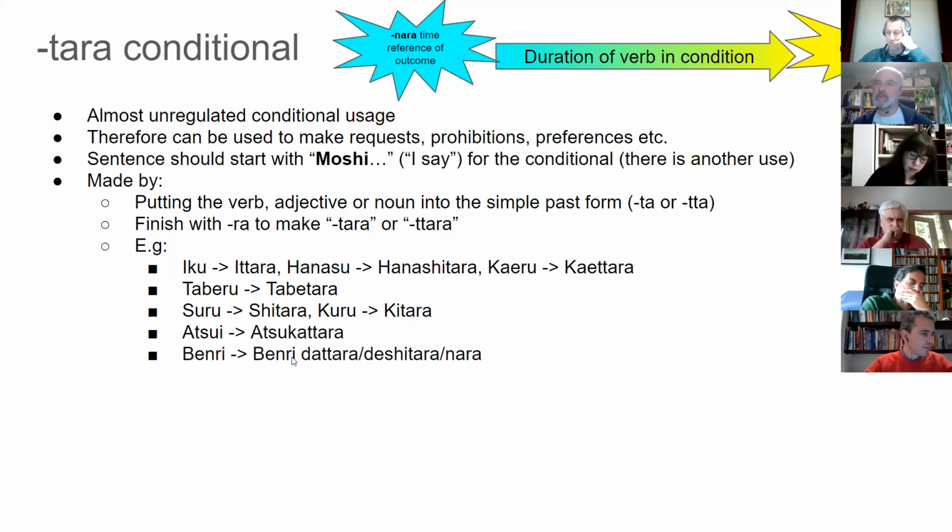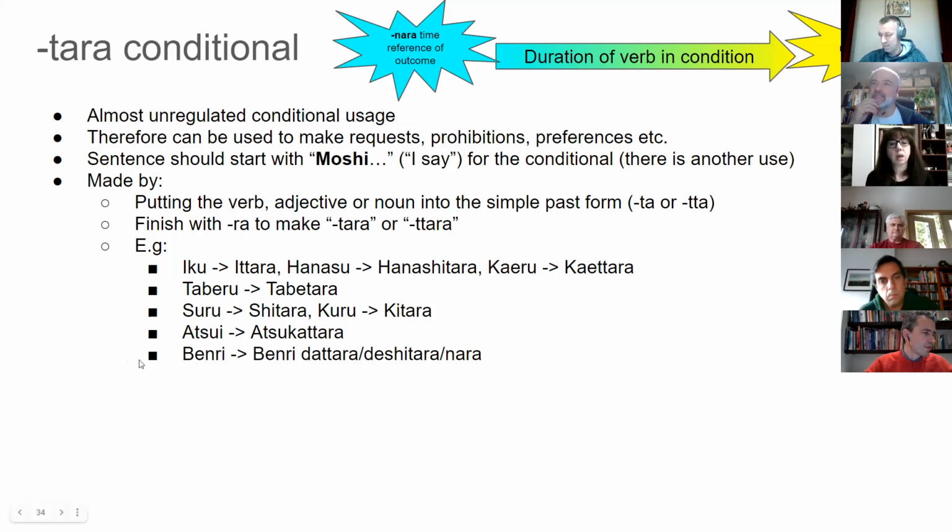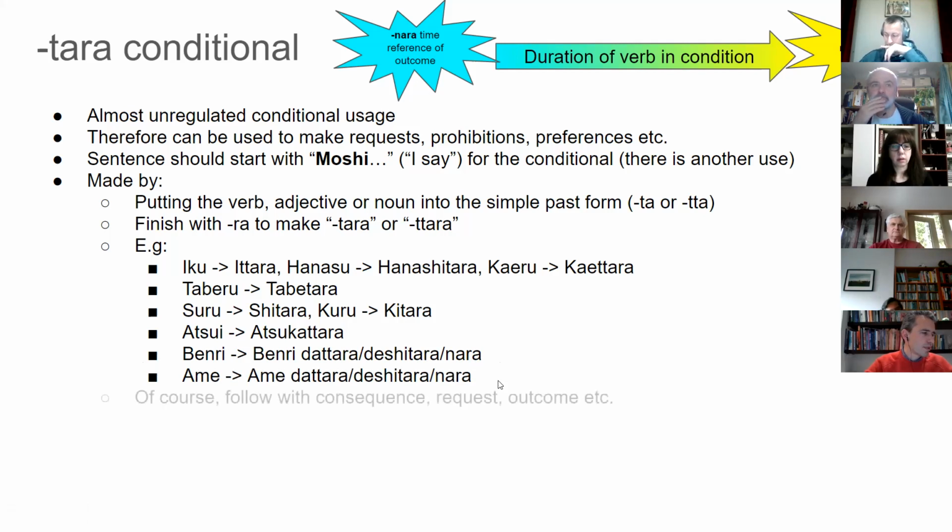And then for na adjectives, if you remember that na adjectives are treated very similarly to nouns, so they're usually followed with desu. The plain form of desu is da. This becomes benri dattara, or if you want to be really formal, deshitara. And seeing as nouns and adjectives are not really time sensitive, you can also just use nara. Same thing for nouns: ame, ame dattara, ame deshitara, ame nara. And then, of course, you finish the sentence with the consequence, the request, the outcome, whatever it is you want to say is going to happen.